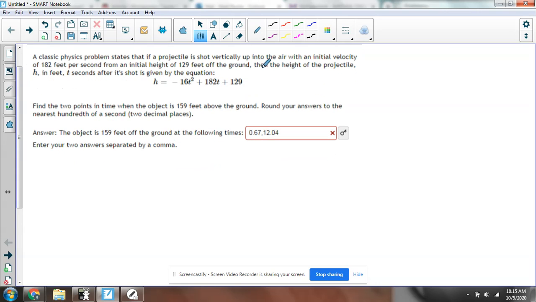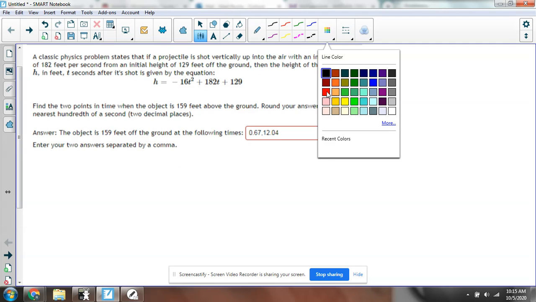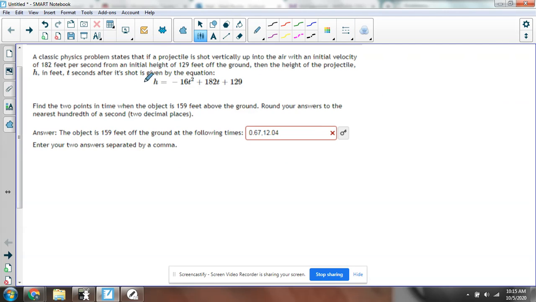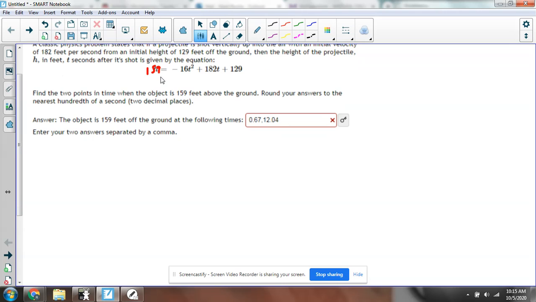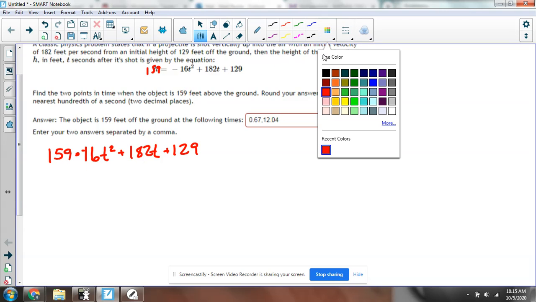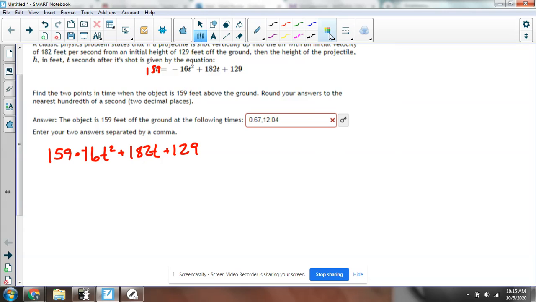So we want to figure out when, or what t is, when this equation equals 159. Okay, so we're going to start by setting that equal to 159. So I have 159 equals negative 16t squared plus 182t plus 129. Now I can't solve this if I have a t squared and a t. I can't solve it unless I put everything on the same side and either factor it or use the quadratic formula. So I'm going to start by moving this 159 to the other side.